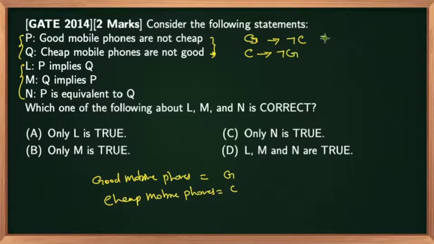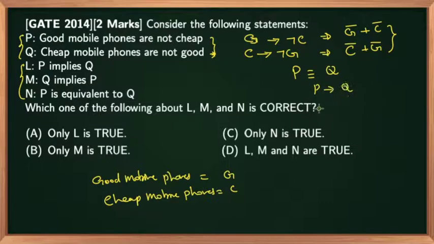So the first statement says G implies not C, that is basically G bar plus C bar, and the second statement, that is equal to C bar plus G bar, right? So I can say that P is equivalent to Q, so that means P implies Q, that is true, right? And Q implies P, that's also true, right? So L is true, M is true, and N is also true, right? So the answer should be D.